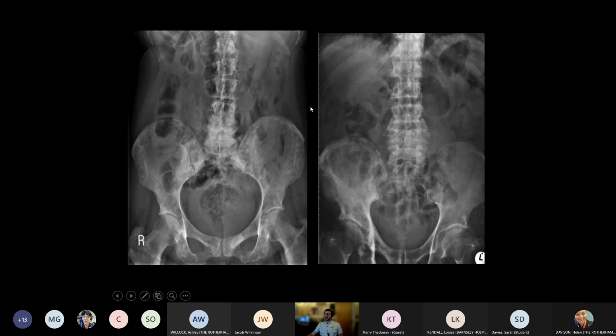So this is metastatic disease. Typically, you'd see this in things like breast cancer. In the guys, you'd see it in prostate cancer. Diffuse sclerotic metastases throughout the bones. It's not like Paget's where it would just be confined to a bone. It would be diffuse, systemic.